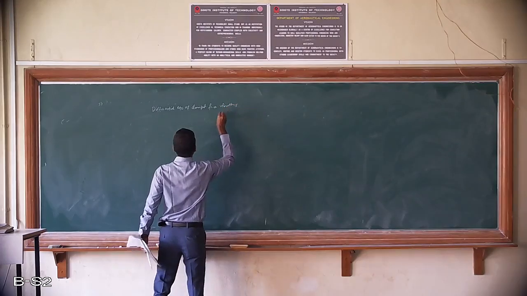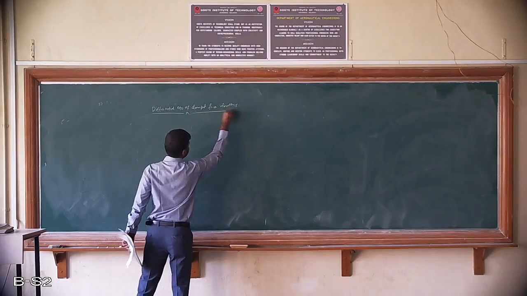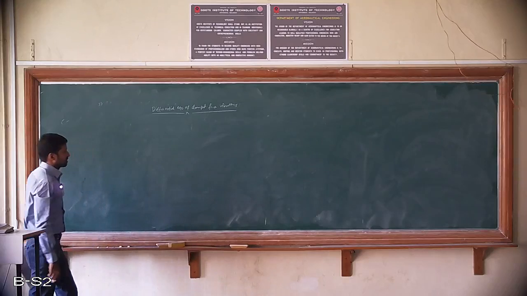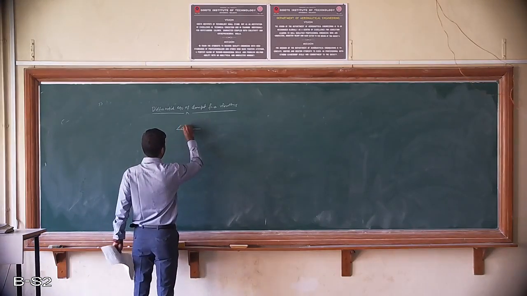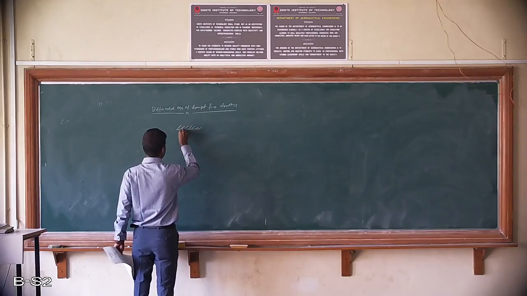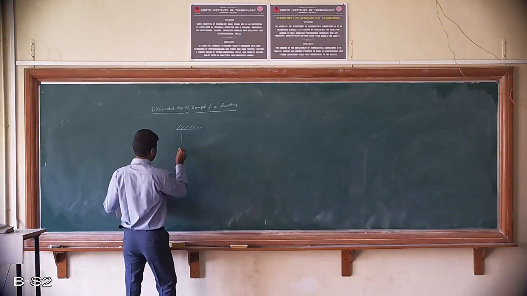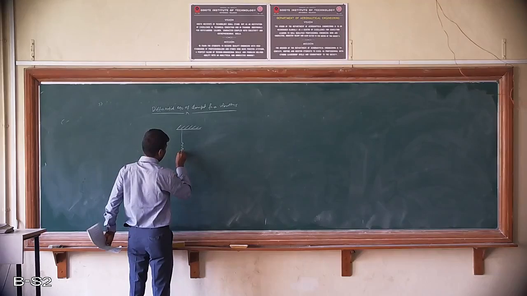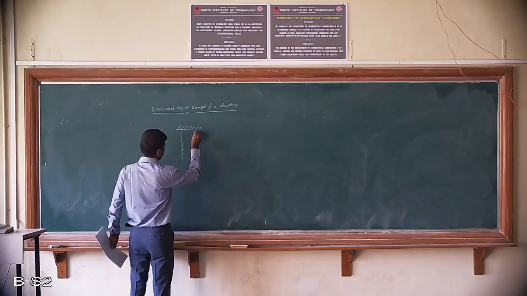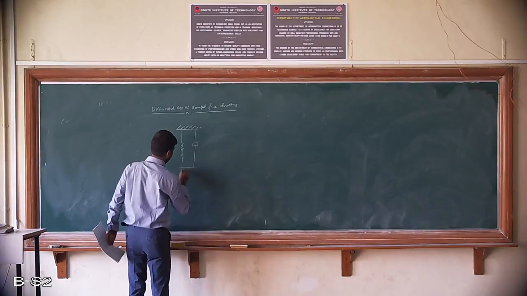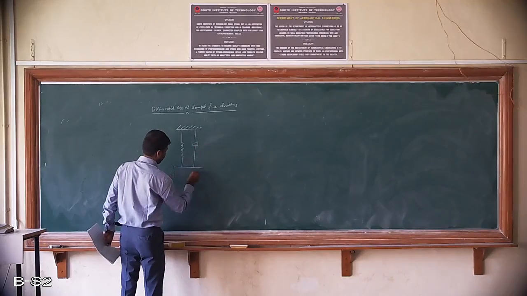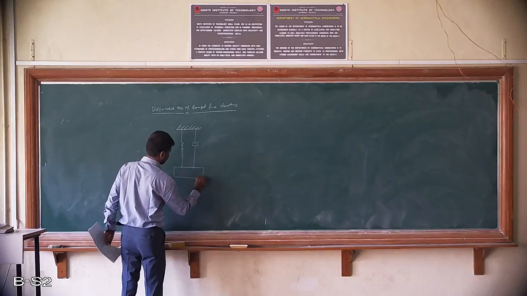Differential equation of damped free vibrations. So first let us take the figure for this. To this we have attached one spring, and here is the damper or the dashpot, we can call it as, and here I have attached the mass.